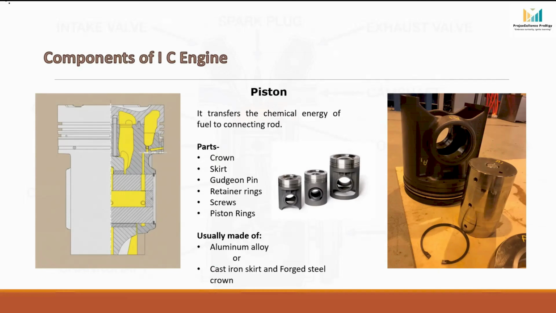For light-duty engines, pistons are manufactured from alloy steel because it is lightweight and has good heat transfer properties. However, in large marine engines and power plant engines, the piston crown is made of forged steel and the skirt is made of nodular cast iron.